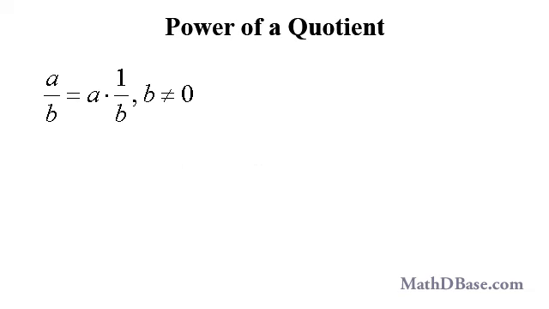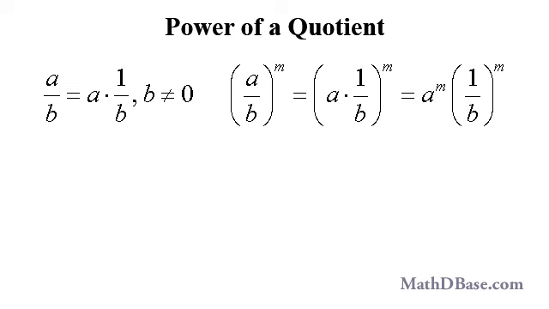Since the fraction a over b is equal to a times 1 over b, we can use the power of a product rule to write the power of a quotient, provided that a and b are integers and b is not equal to 0. Applying the power rule to a times 1 over b, (a times 1 over b) to the mth is equal to a to the mth times (1 over b) to the mth.